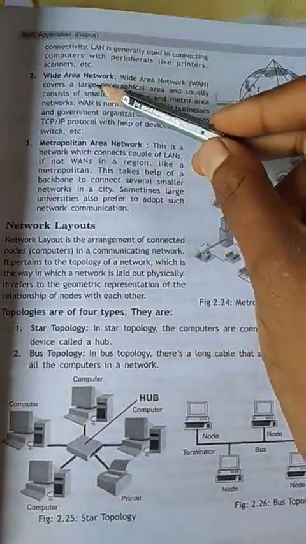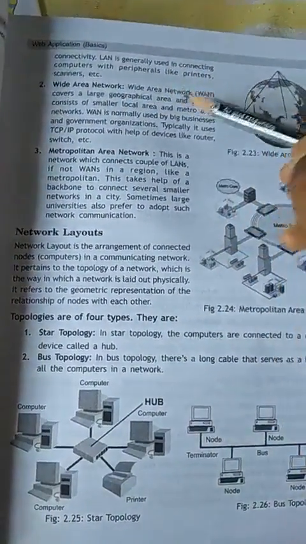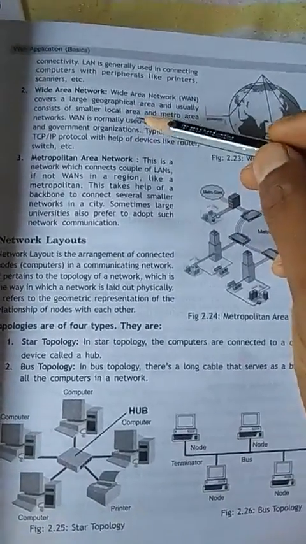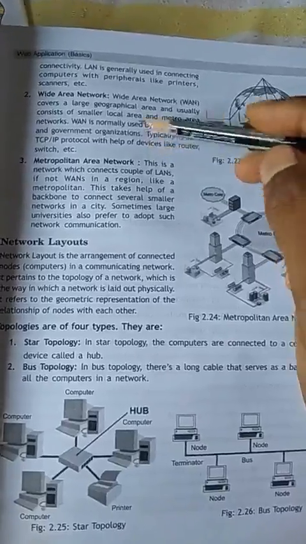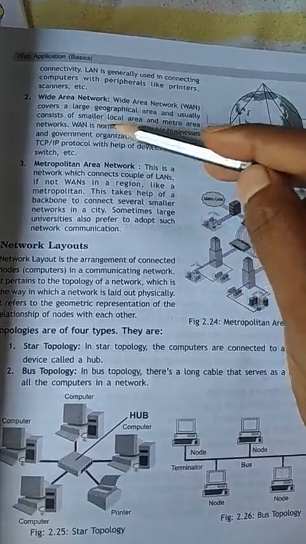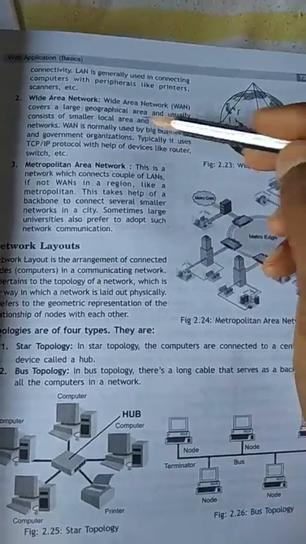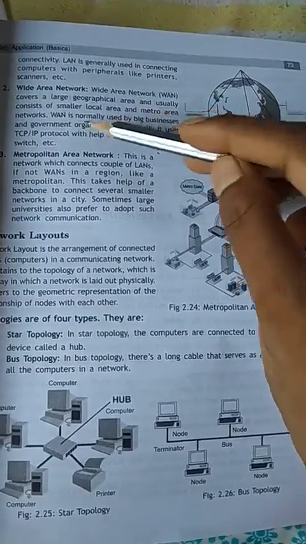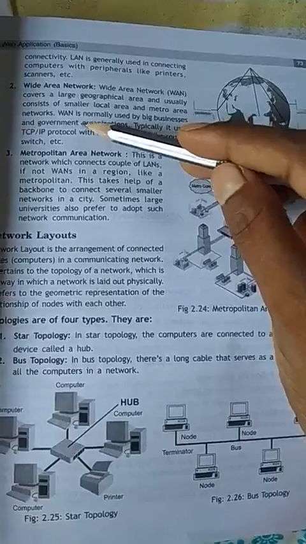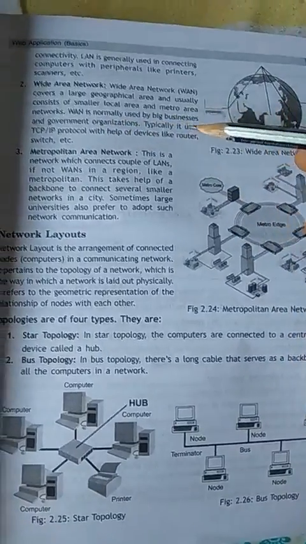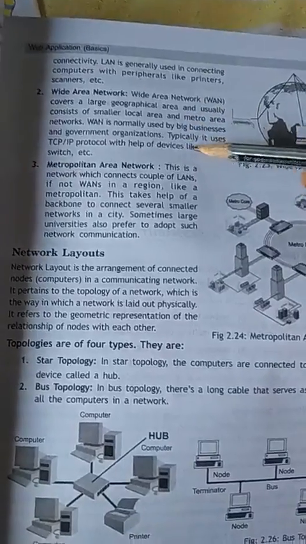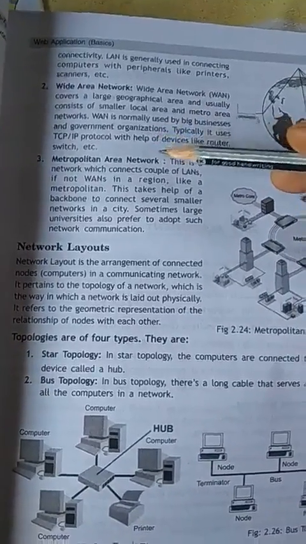And next is wide area network, means WAN. WAN covers a large geographical area and usually consists of smaller local area and metro area networks, okay. WAN is normally used by big businesses and government organizations. It is not used in a small area, okay. Typically it uses TCP/IP protocol.